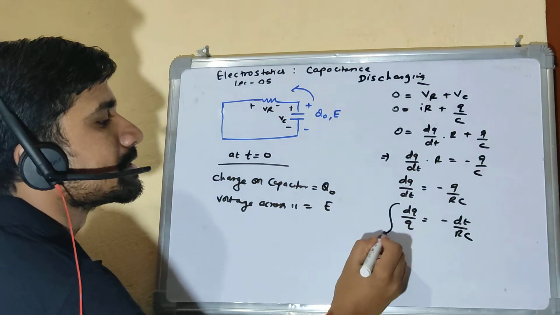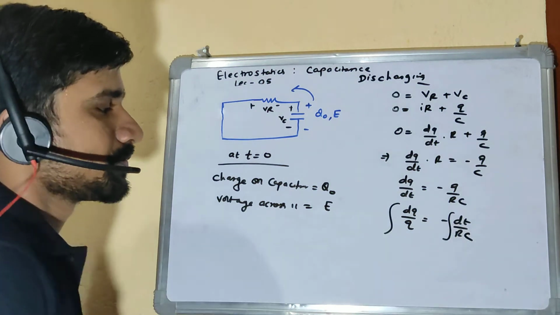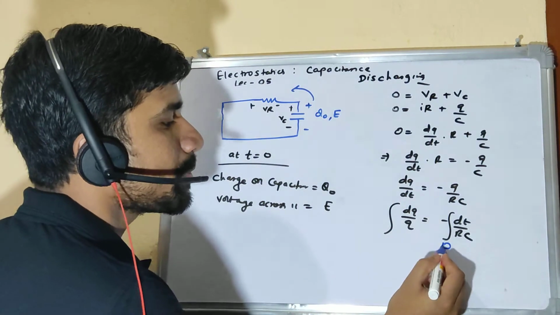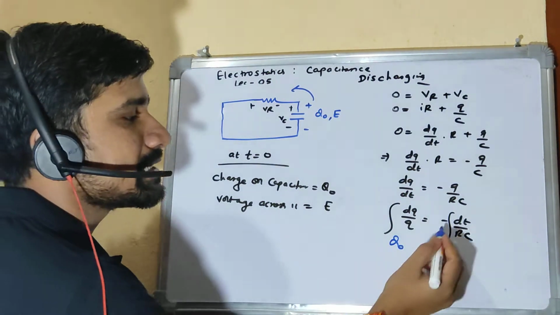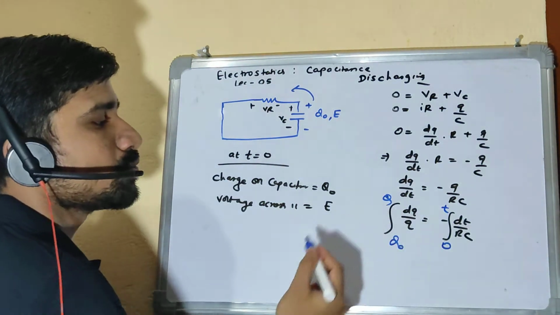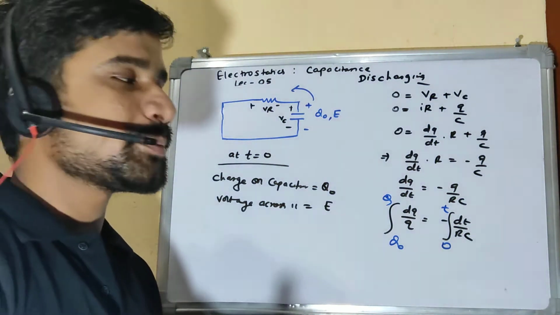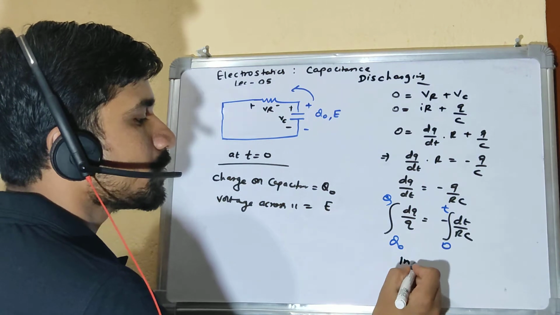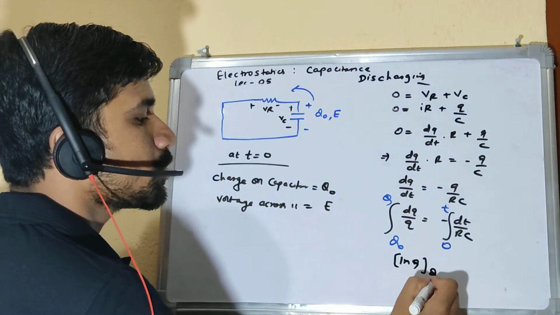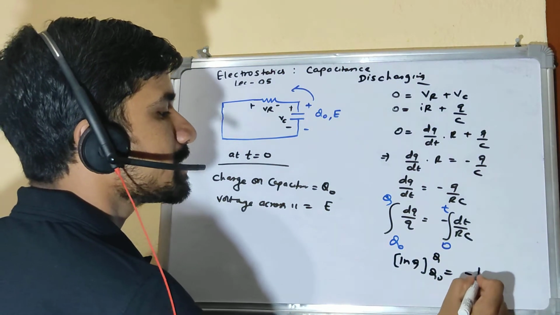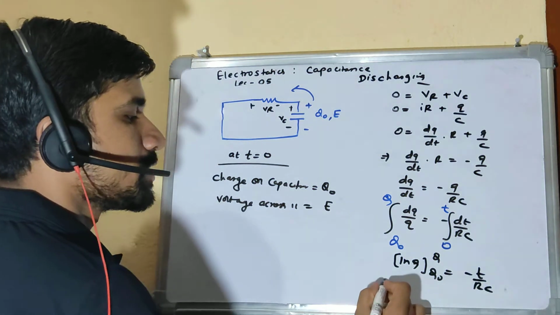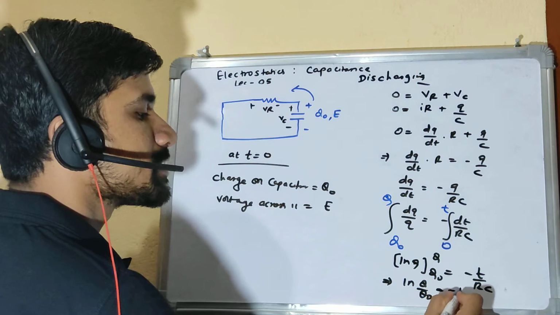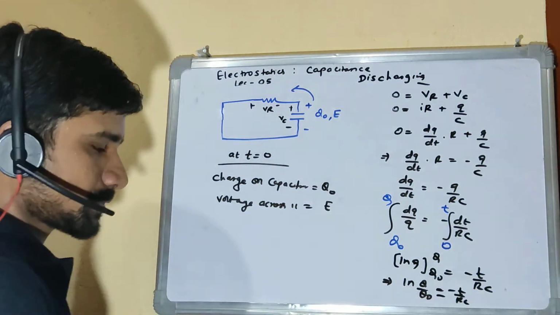Now if I integrate this, right, at time equal to 0, my capacitor charge is Q naught, and let's say at time equal to t, the charge on the capacitor is Q. These are the limits of my integration. So the integration of dq by q is ln q from Q naught to Q. It becomes minus T by RC. So if you integrate it, it becomes ln Q by Q naught equal to minus T by RC, right?